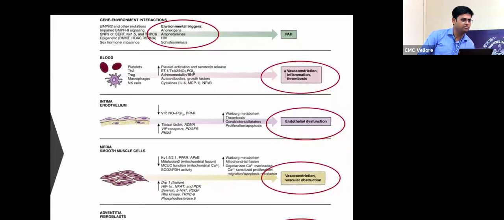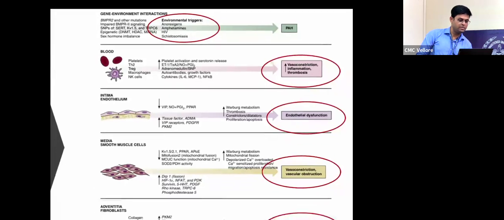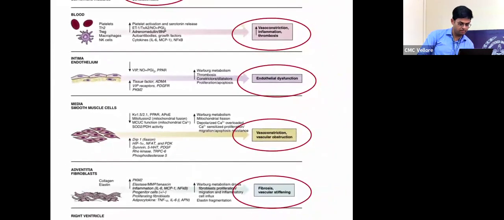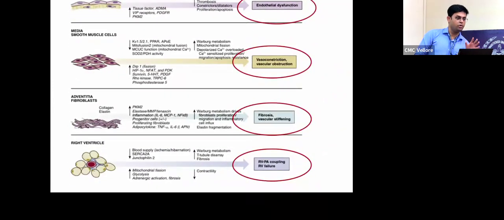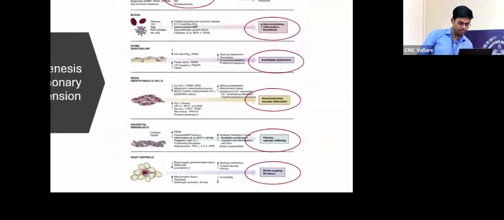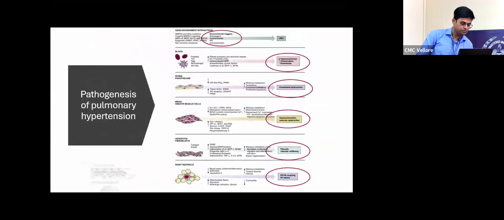Other features like systemic inflammation, where as a part of systemic inflammation, pulmonary vasoconstriction, inflammation, and thrombosis can happen in specific conditions, ultimately resulting in endothelial dysfunction of the pulmonary vasculature and excessive proliferation of vascular smooth muscle, causing vasoconstriction and vascular obstruction, and dedifferentiation of fibroblasts in the adventitia, causing fibrosis and vascular stiffening. At the end point, the RV gets uncoupled from the pulmonary artery. The RV is not able to cope with the rise in pulmonary artery pressure, resulting in RV-pulmonary artery uncoupling and ultimately culminating in RV failure and profound right heart failure.